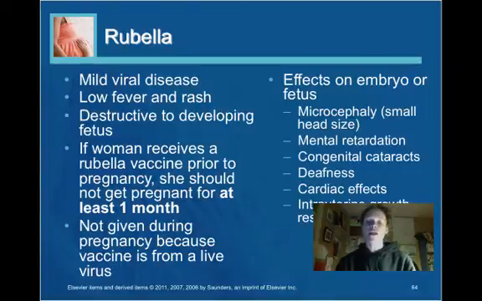This immunization, the MMR, is not given during pregnancy because it's a live vaccine. And if you remember in the last slideshow, I talked about the fact that live vaccines are never given to pregnant women. And if the MMR is given to a woman, she should endeavor not to get pregnant for at least a month. So what are the effects of rubella on the embryo or the fetus? Microencephaly, so small head size, mental retardation, congenital cataracts, deafness, cardiac effects, and intrauterine growth restriction.